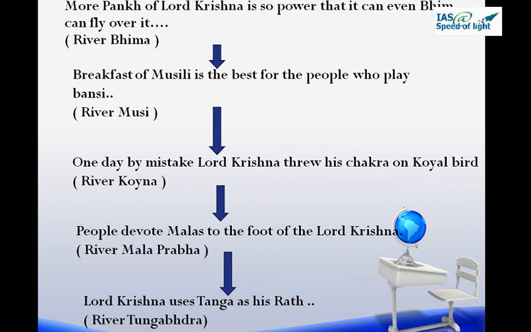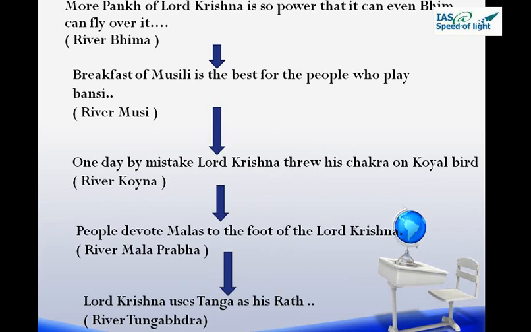So just close your eyes for a minute and let us recap from the start. It is the Morpank, or the peacock feather, river Bhima. Second was the Bansi, and from Bansi it was Musili, or river Musi. Third, it was the Chakra. From Chakra, it was Koyal Bird, or river Koyana. Number four, it was the foot, or the malas, the flower malas. It was Mala Prabha.